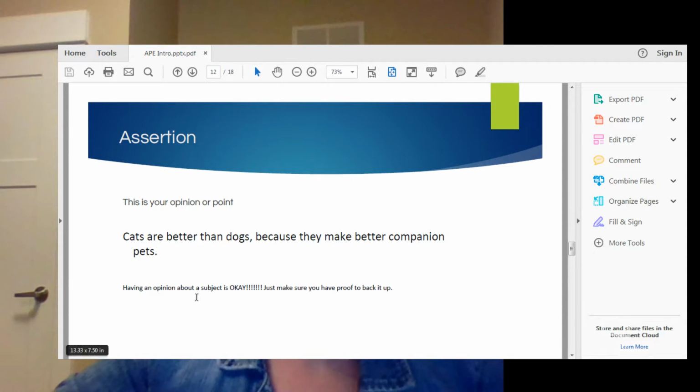This is your opinion or your point. Cats are better than dogs because they make better companion pets. Having an opinion about a subject is okay. Just make sure you have proof to back it up. I know what you're probably thinking: this could probably be a topic sentence. And you're right, it could. But with paragraph writing, or even in essays, you could have multiple thoughts about one subject. Having a topic sentence is going to set it apart, and your assertion is going to be what you're going to talk about to tie into the topic, if that makes sense.